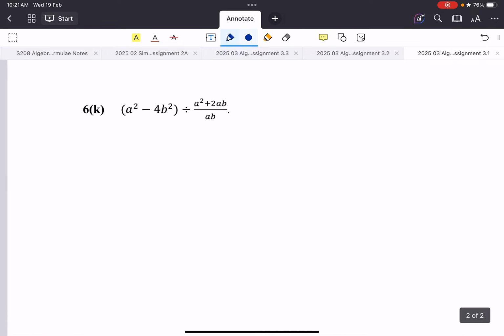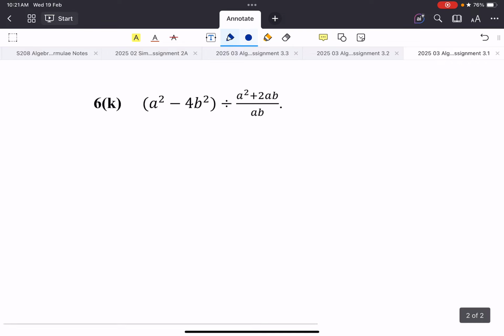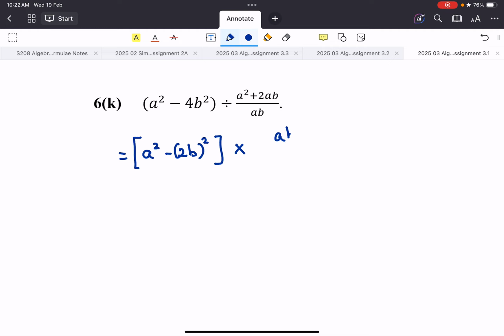Let's go to the second page. What do we have here? We have a division. What we need to remember is that when we divide by a fraction, it is equivalent to multiplying by the reciprocal. So on the left hand side, we have a squared minus 2b squared. We'll keep that for now, and then we multiply by ab over a squared plus 2ab.